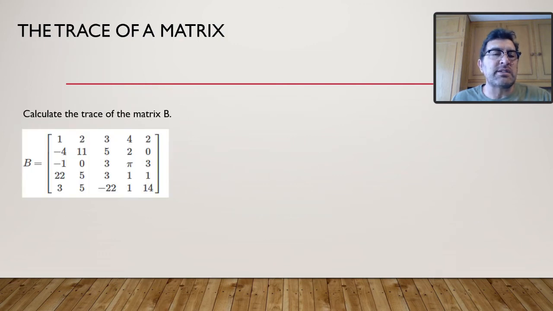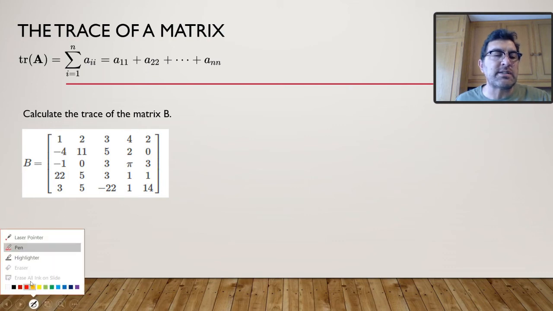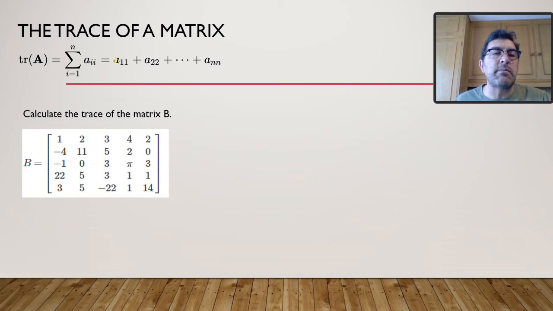Now here's one example. Calculate the trace of this matrix. Remember, to find the trace, you find the sum of the diagonal entries of the matrix. So we find the sum of the diagonal entries, which means 1 plus 11 plus 3 plus 1 plus 14. Now you can see if you work out the transpose of this matrix, it is a 5 by 5, then those entries remain the same.